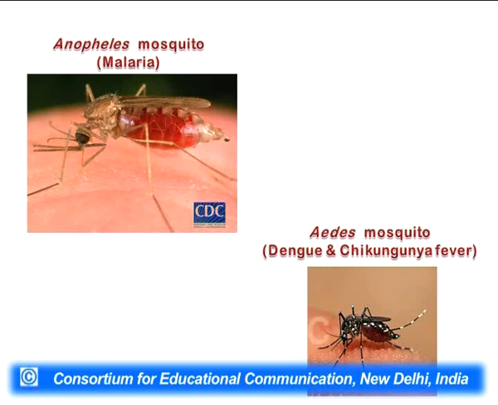While the Aedes mosquito, which causes dengue and chikungunya, which are very prevalent during the monsoon seasons, has black and white patches present throughout its body. So we can easily distinguish between Aedes and Anopheles, because the Anopheles doesn't have the white and black patches throughout the body and legs. But in the Aedes mosquito, you can see in the legs, abdomen, and all the areas, there is a black and white patch present. And the Aedes mosquito is the one responsible for dengue and chikungunya.